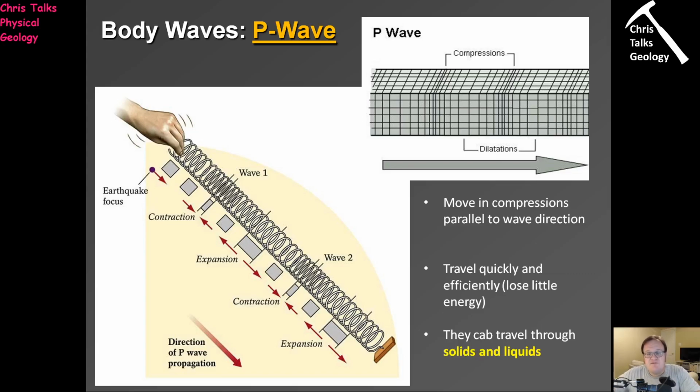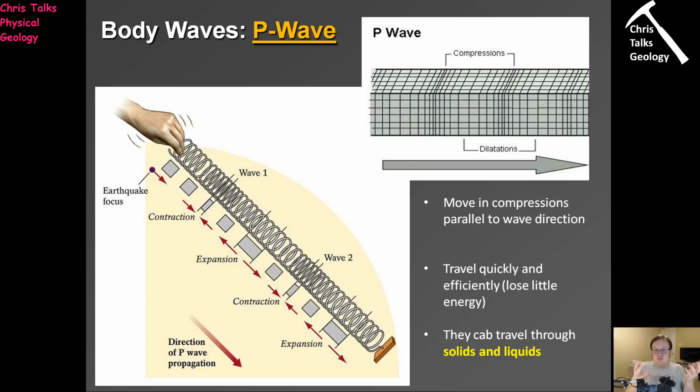So P waves will travel very, very efficiently through solid material, but of course they can also travel through liquids and gases. So let's think of liquids, let's think of water. Once the P wave hits the water, it pushes one water molecule towards the next, then it pushes that water molecule towards another water molecule. So once again, the compressional wave can move through liquids.